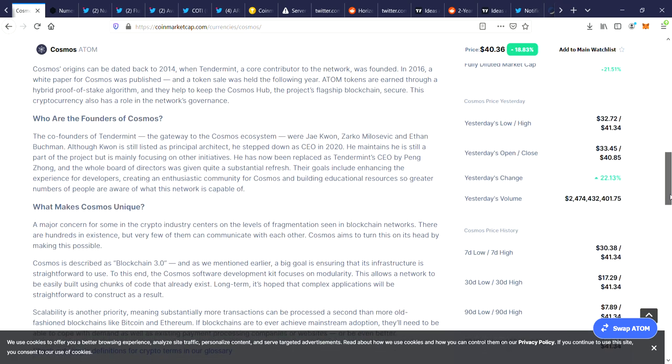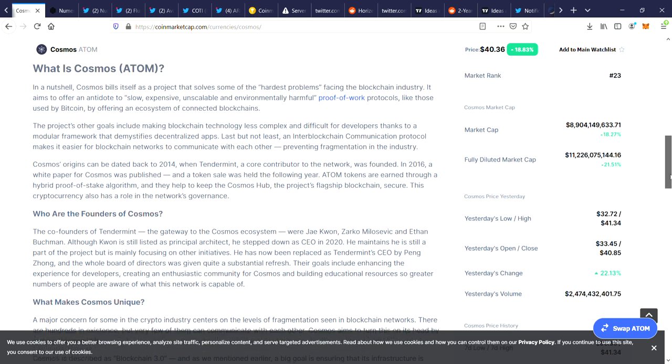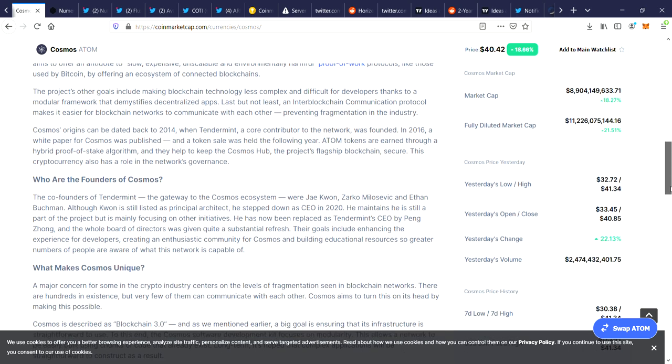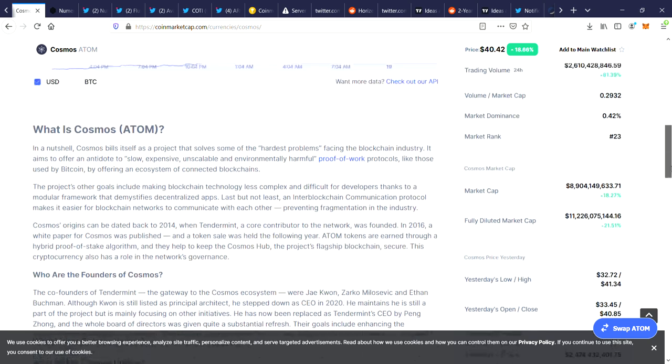So just an introduction to anyone who's new to the coin. Cosmos builds itself as a project that solves some of the hardest problems facing the blockchain industry. It aims to offer an antidote to slow, expensive, unscalable, and environmentally harmful proof-of-work protocols like those used by Bitcoin, by offering an ecosystem of connected blockchains. So that's basically what they're aiming to do in a nutshell. There's a lot more info here if you guys would like to have a read on CoinMarketCap.